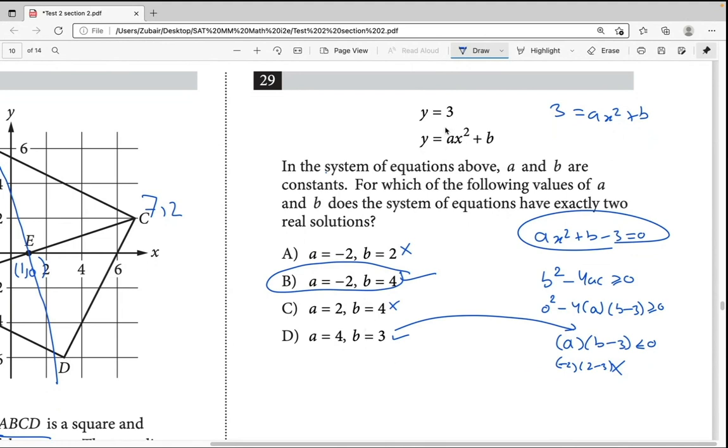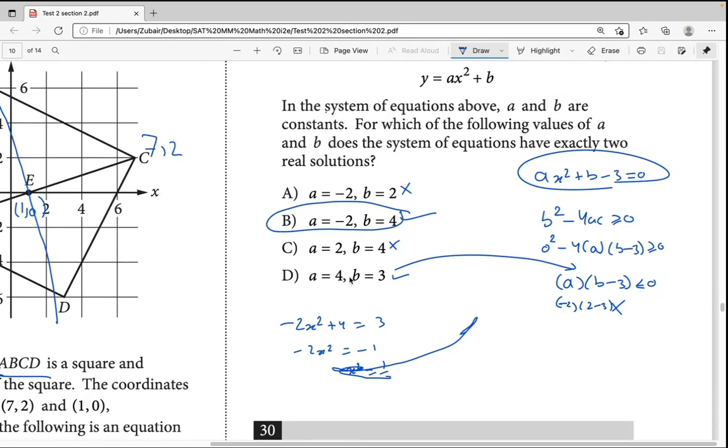So if we just quickly suppose this is minus 2 and 4, minus 2x square plus 4 is equal to 3. So minus 2x square is equal to minus 1, and x square is equal to 1 by 2 whole square root. And if I try D, that would be 4x square plus 3 is equal to 3. So 4x square is equal to 0, x square is equal to 0, and this is giving me one solution. And we needed exactly two real solutions. So that is B.